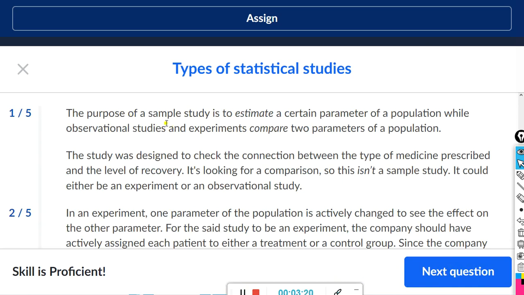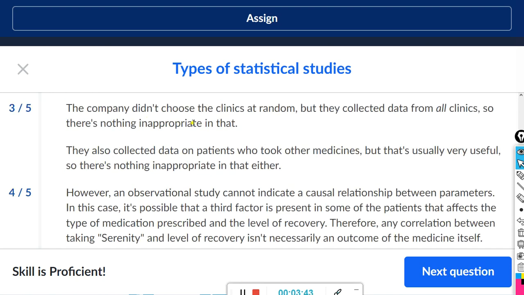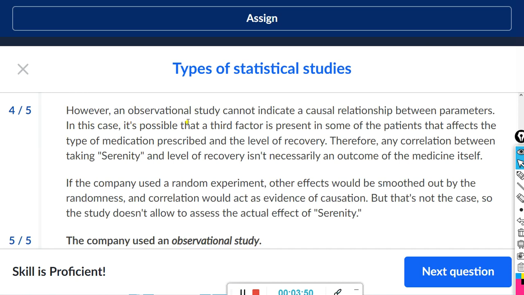So looking at their answer, a sample study is when you estimate a certain parameter of the population. Observational studies compare two parameters. In an experimental study, one parameter is actively changed to see the effect on the other parameter. That's not what happened here, so this was observational. The company didn't choose clinics at random. They collected data from all clinics. We said that. And right here, an observational study cannot indicate a causal relationship between parameters.